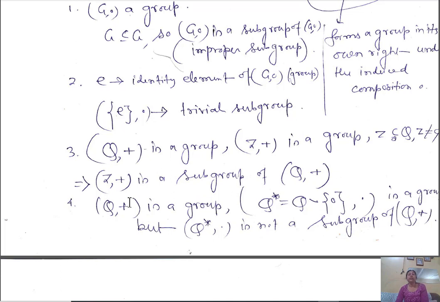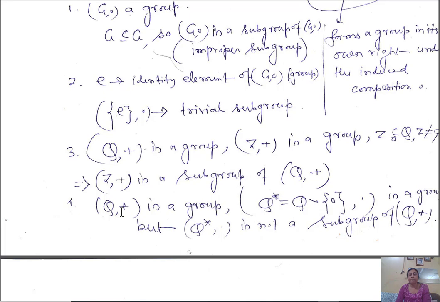If you consider (Q, +), this is a group. And if you consider Q*, that means excluding 0, with the dot operation, this is also a group. But this is not a subgroup of this, although Q* is a subset of Q, because this dot operation is not induced by the plus operation. So the operation should be the same. This is a group, this is also a group, and this is a non-empty subset of this, but it is not a subgroup because the dot operation is not induced by this plus operation.